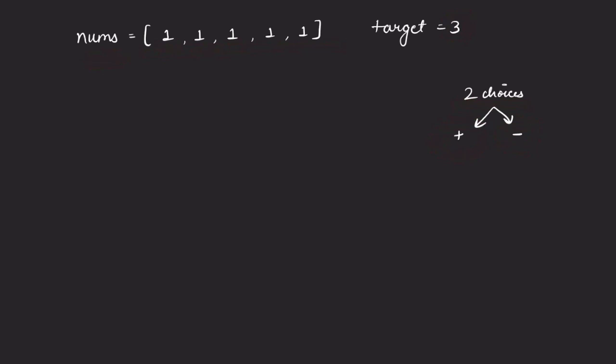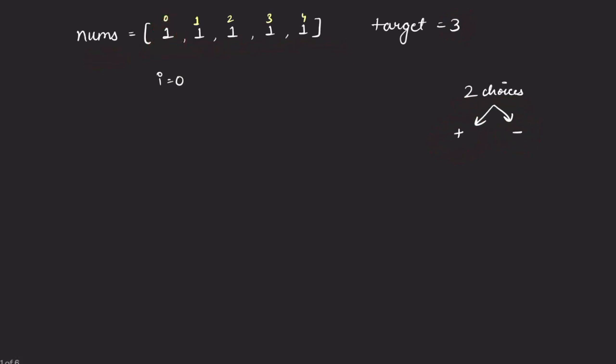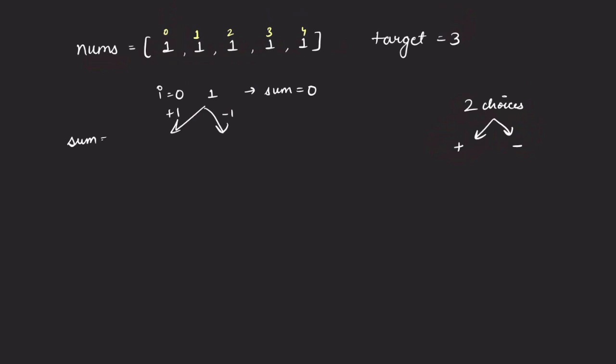So let me give the indices. This is 0, 1, 2, 3, 4. First you will keep your index i at 0. For this one, you have two choices: one is to keep it as +1, the other is to keep it as -1. At this point, your sum will be 0. When you come here, your sum will be 1, and when you come here, your sum will be -1. And you will go to i equals 1.